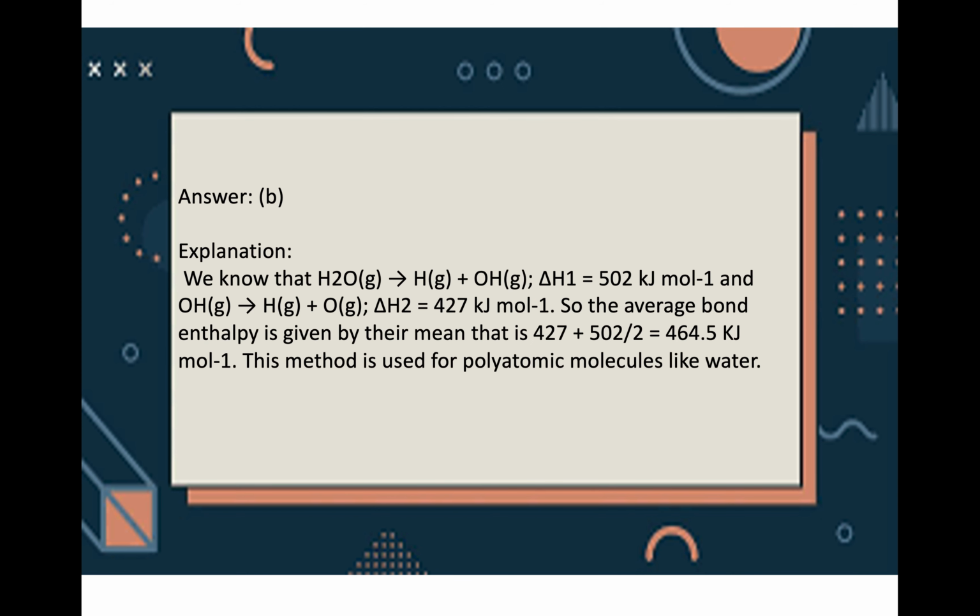So you know that H2O gives H and OH. So delta H1 is 502 and OH gives H plus O. Delta H2 is 427. So the average bond enthalpy will be given by their mean. That is, you have to add both 427 and 502 and divide by 2. You get 464.5. So this method you can use for polyatomic molecules like water. So I hope you understood how to find this out.